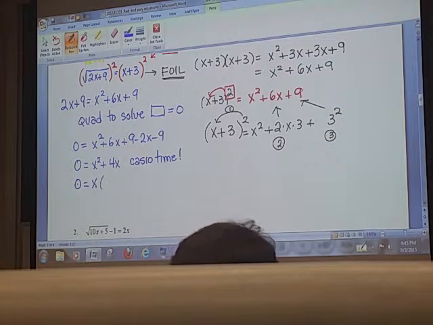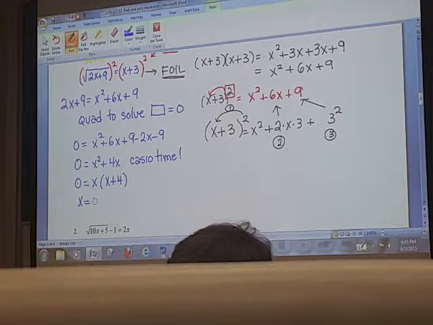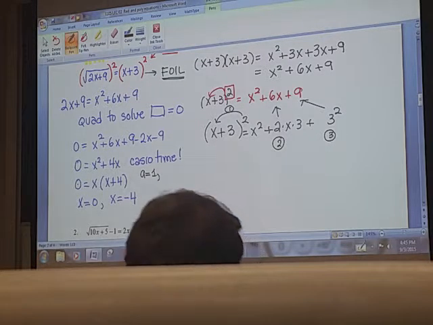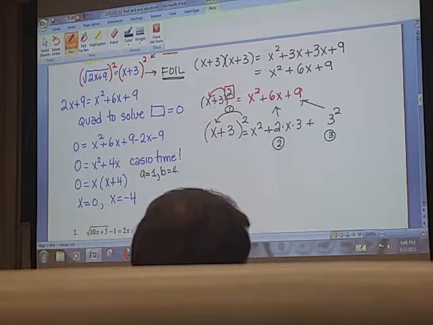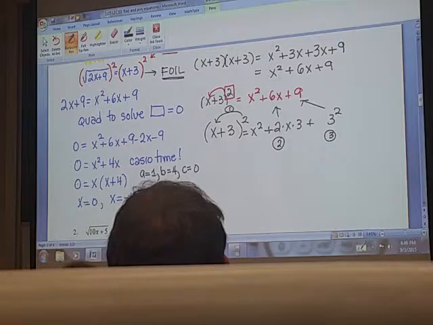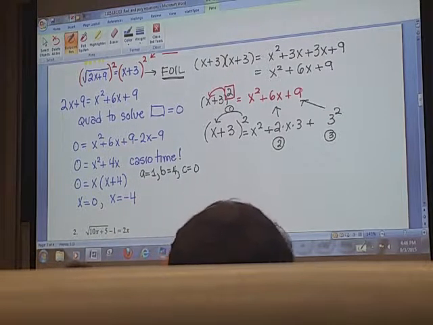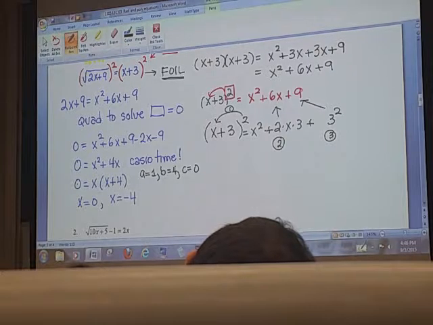If you factor it, you will get x equals 0, x equals negative 4. If you plug it into your Casio, you would have to say a is 1, b is 4, and c is 0, because there is no constant term there. And your Casio would give you an x1, x2 answer. That would be those two numbers. Okay?